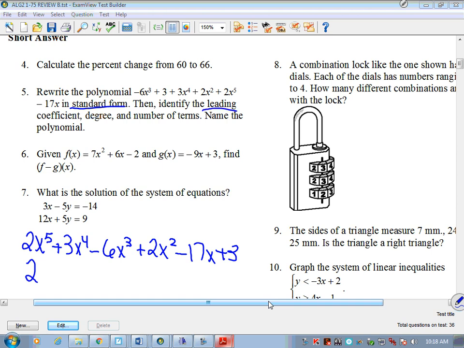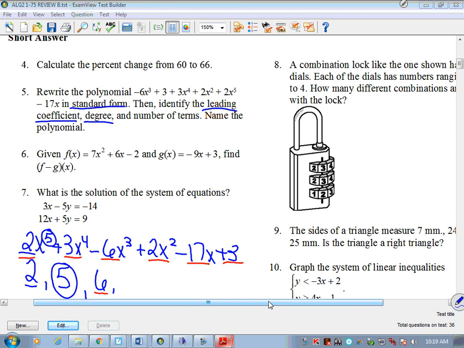Okay, so we did that. What is the degree? 5 is the degree. Okay? What is the number of terms? 1, 2, 3, 4, 5, 6. Okay. All right, if we need to see that, then we can do, okay, 6. And name the polynomial.